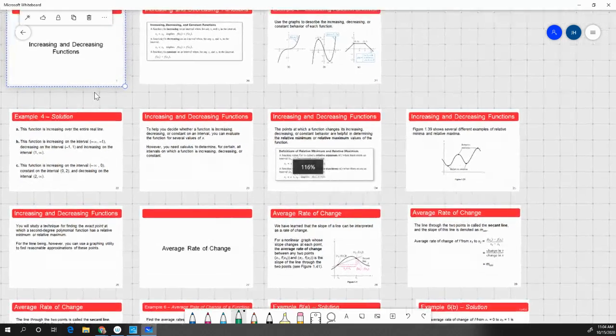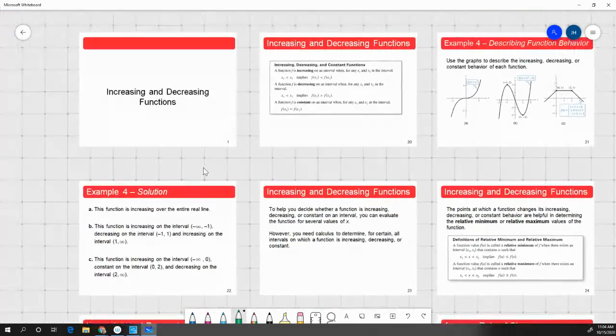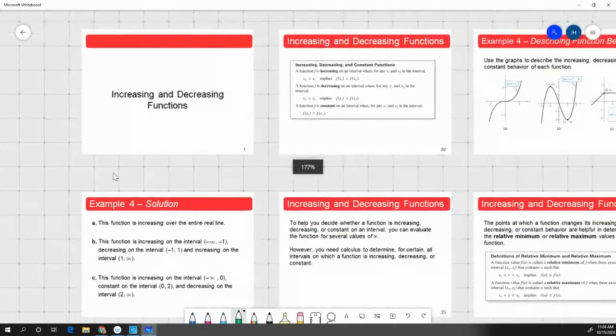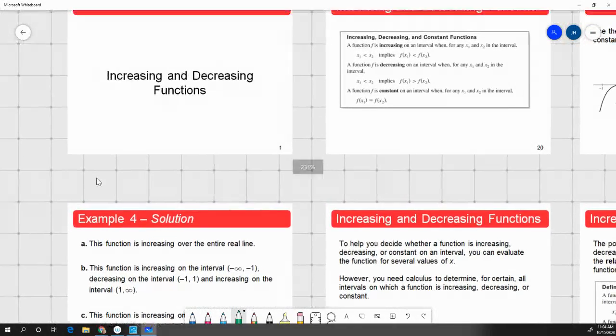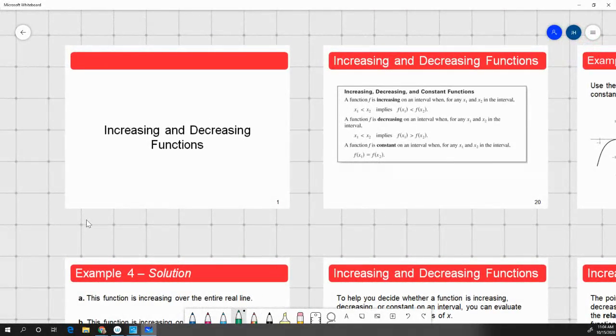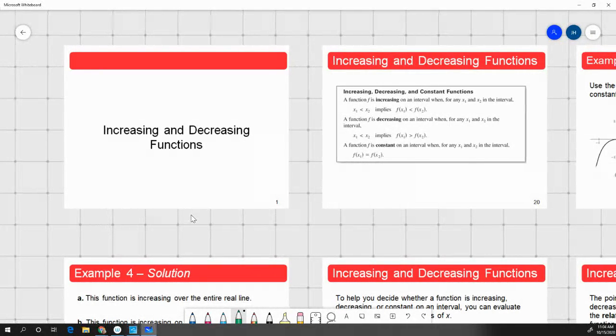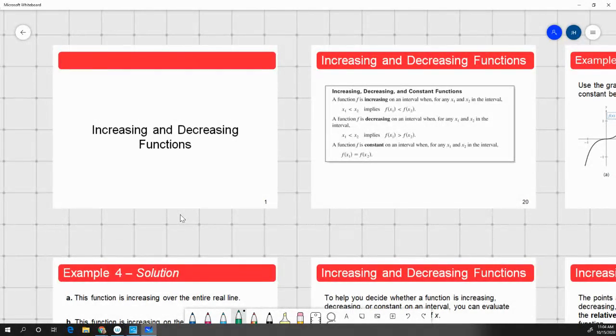So I am redoing the entire lesson from this morning because I thought my delivery sucked and it was running long, and I wanted to make it a little bit more condensed for you guys. We really got through the increasing and decreasing functions.